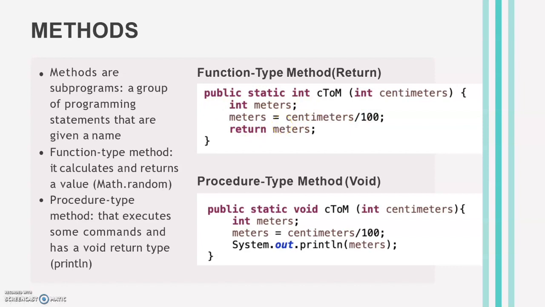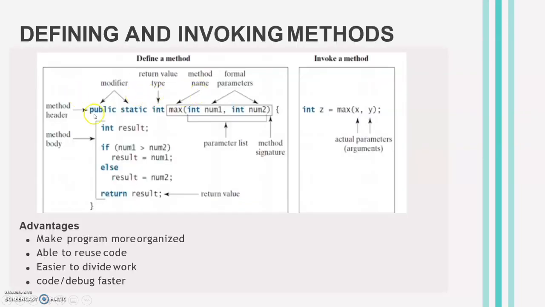So there are 2 types of methods. There's a function type method, which returns something, and then there's a procedure type method, which doesn't return anything. So defining and invoking methods. Basically, this entire top part is something called a method header, and every time you create a method, you're always going to need to have a method header. This is what the computer looks for whenever you're making a method, and it's how it's going to know that this is a method. So these are the modifiers, public and static. You're not supposed to know what those are right now, so don't worry about them. However, just know that most of the time for now, when we're doing methods, you're going to use public static.